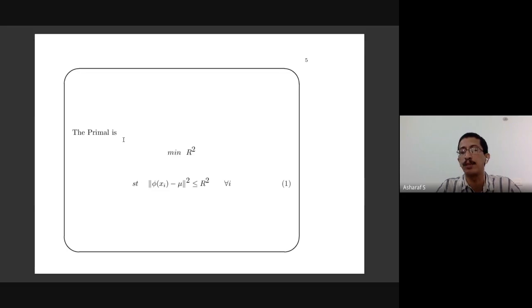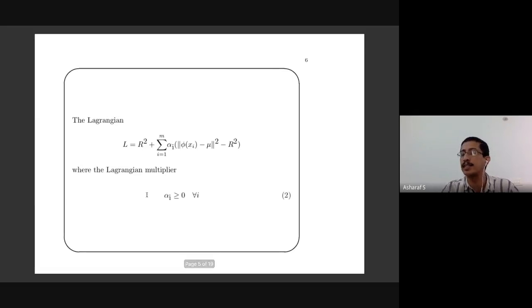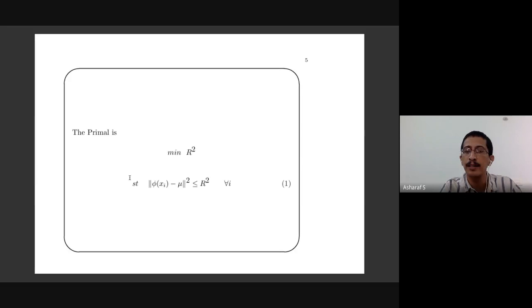Very similar to the SVM problem, right? It's a quadratic function with constraints which are box constraints, less than or equal to, convex, right? How do you solve this problem? You go for Lagrangian representation. We have a primal problem just like SVM.